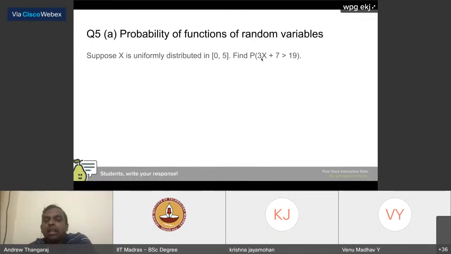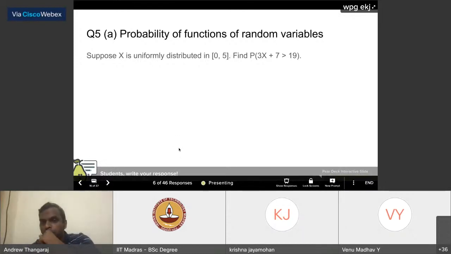Okay, so once again, there is a function f of x here, and there's some inequality given. From here, you have to sort of invert it, right? Find the condition on x which will satisfy this. So it's a very simple linear type inequality, so you can do that manipulation quite straightforward. 3x plus 7 greater than 19 will correspond to x satisfying some condition. What is that condition? And once you do that, finding the probability for that x is very easy.